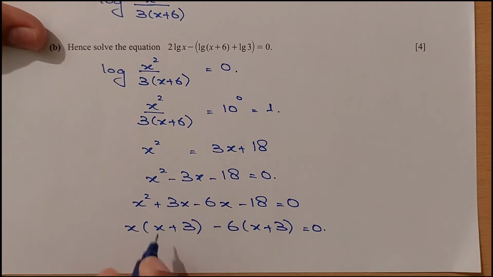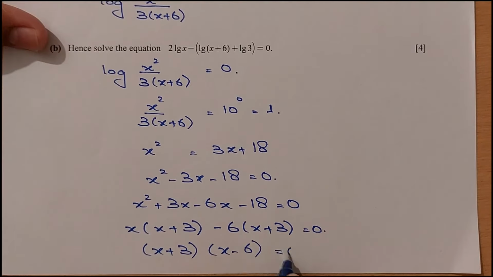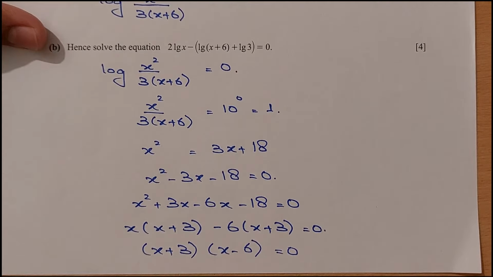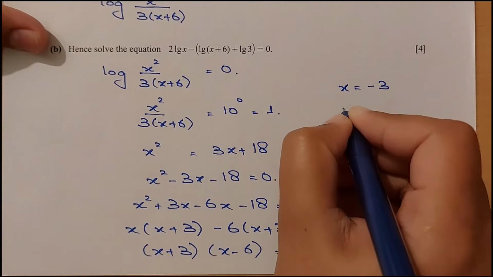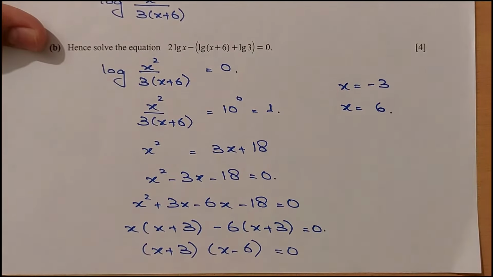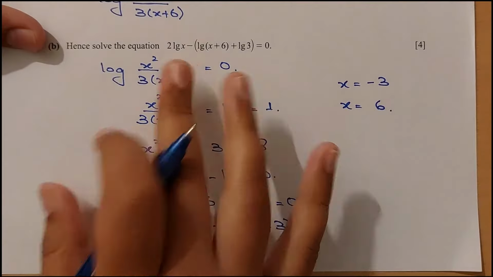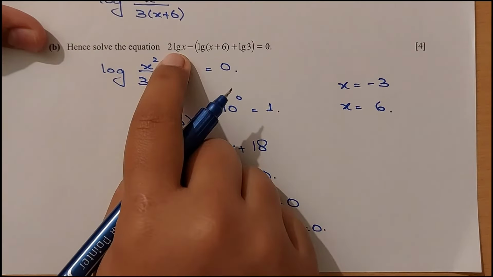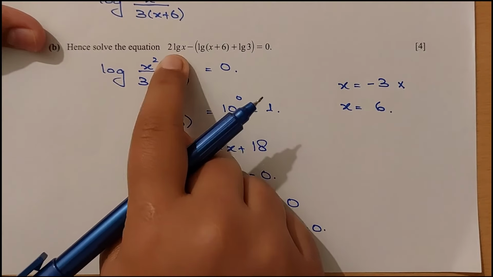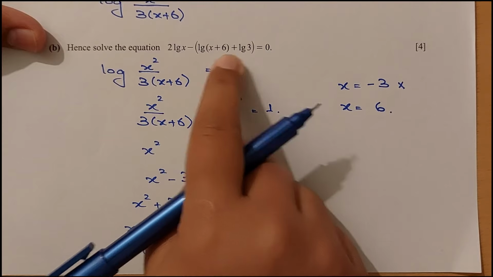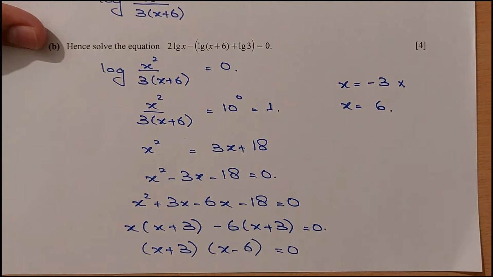Right. Now we have x plus 3 as a factor and x minus 6 as another factor. Right, so we have the two values for x, that is x equals negative 3 and x equals 6. Okay, now which value do we have to use? So we need to check, verify. Log of minus 3 is undefined, so we cannot use this value. Log of 6 we can use. Log of 6 plus 6 is 12 and log of 3. So this is defined, right? So x is equal to 6.